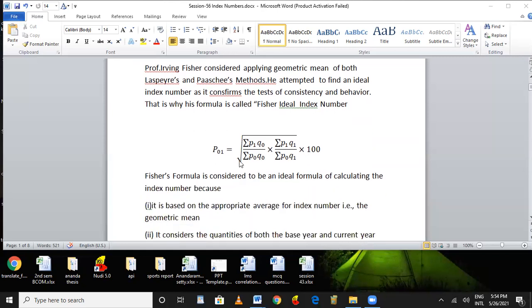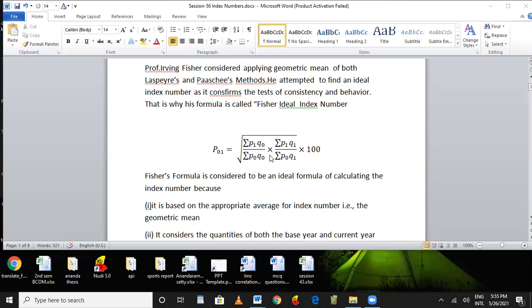He gives the formula: square root of sigma P1 Q0 divided by sigma P0 Q0, into sigma P1 Q1 divided by sigma P0 Q1, into 100. Here P1 means current year prices, Q0 base year's quantities, P0 base year's prices, Q1 current year quantity. Base year prices have been multiplied with the current year quantity, and if you multiply it with 100, we'll get the P01. P01 means, according to Fisher's price index number, you have to apply this formula to get the index number.